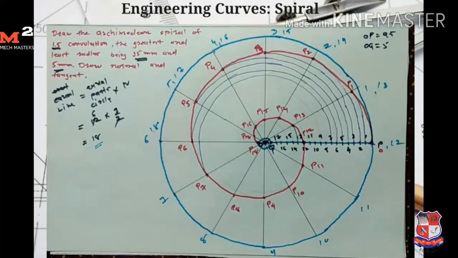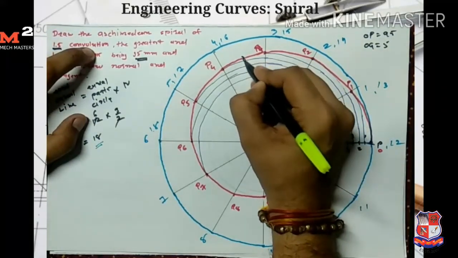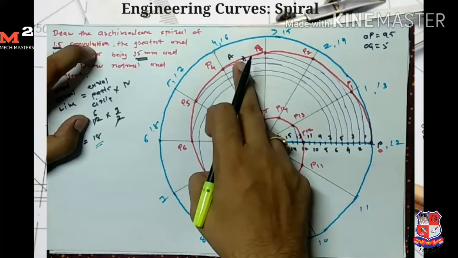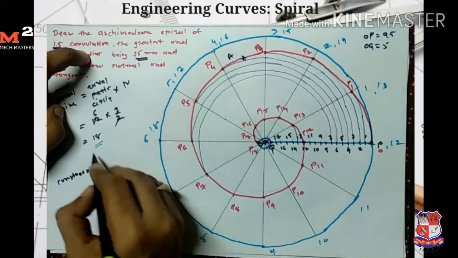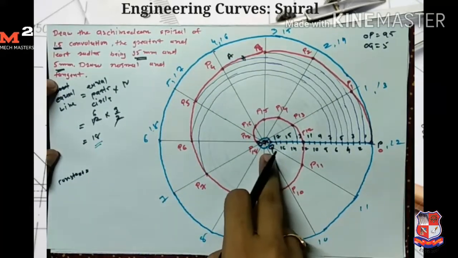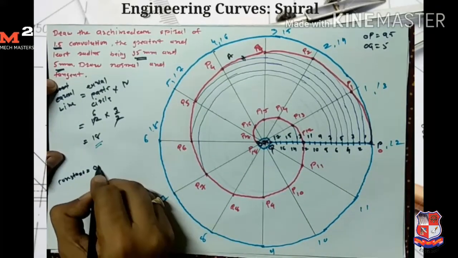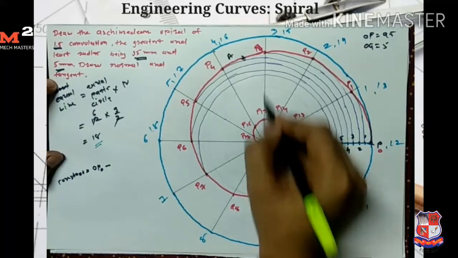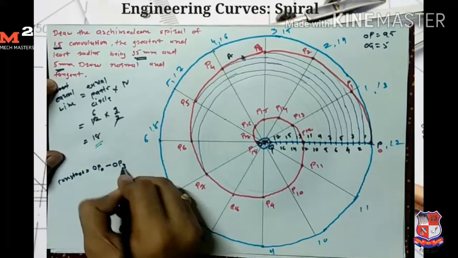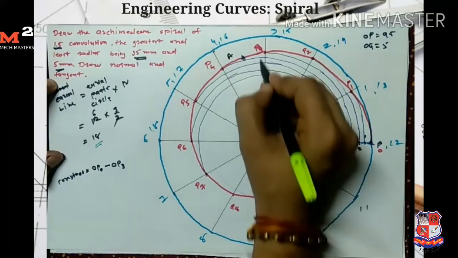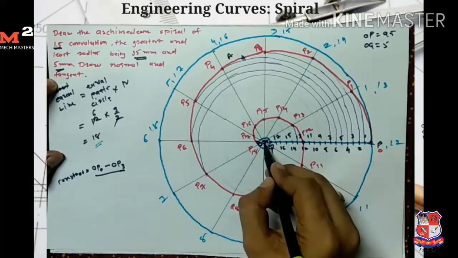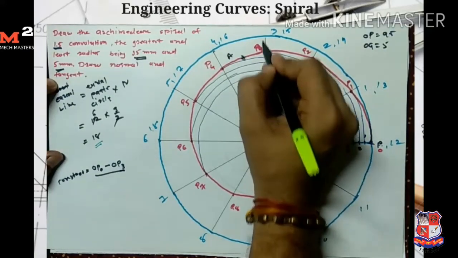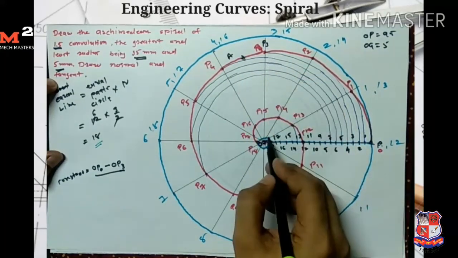Now for drawing the normal and tangent, I select one point here and give it the name A. First I find the value of the constant. The equation of the constant is: I take any two vector radii, first OP0 and second OP3, and divide by the angle between these two vector radii. Here, the angle between OP0 and OP3 is 90 degrees.